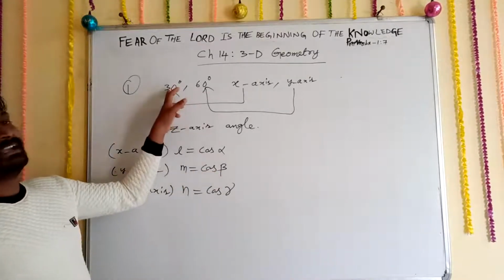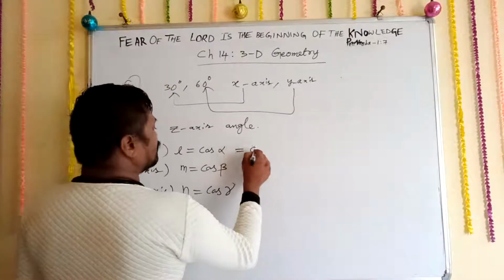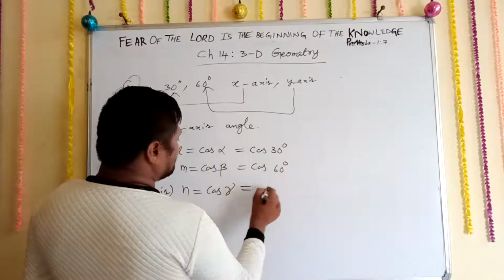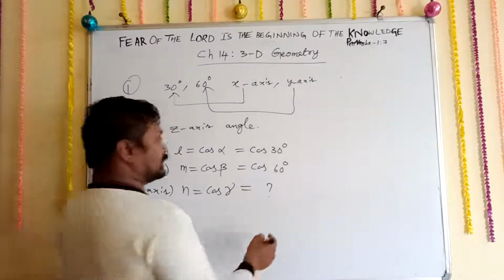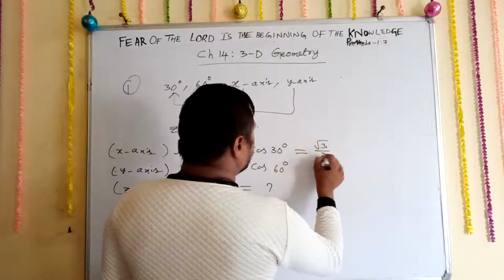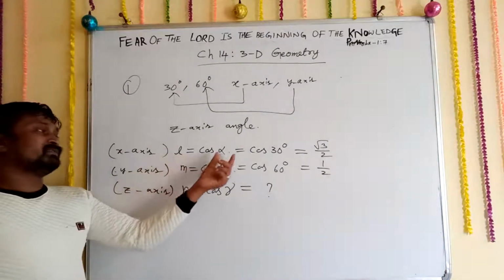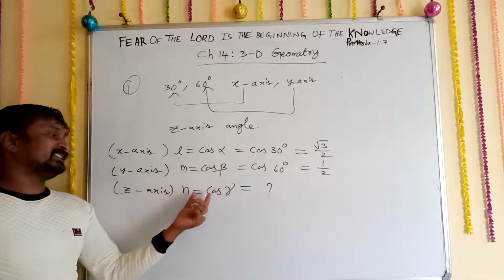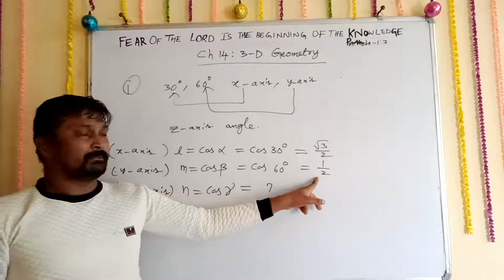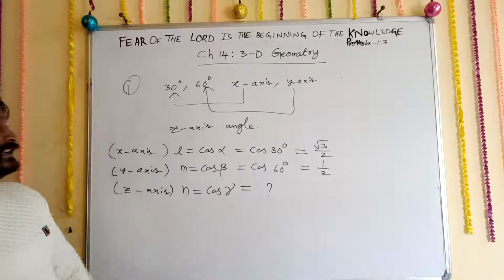Now they have given x-axis is 30, y-axis is 60. Just substitute it. So L is equal to cos 30 degrees, M is equal to cos 60 degrees, and N is equal to question mark, I need to find out. Cos 30 degrees is root 3 upon 2, cos 60 degrees is half. You know L is equal to cos alpha, M is equal to cos beta, N is equal to cos gamma. So you found L as root 3 upon 2, M as 1 upon 2, because they gave x-axis 30 degrees, y-axis 60 degrees. Then the z-axis I need to find out.